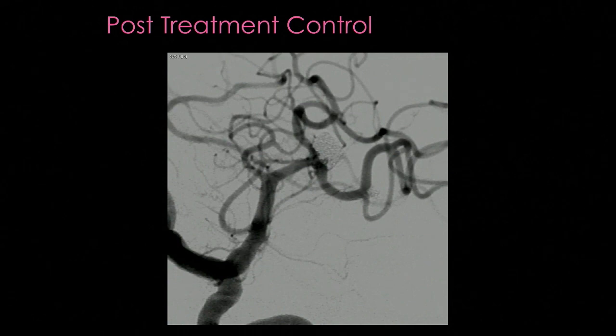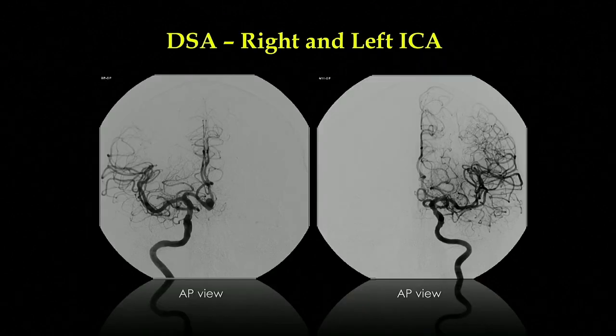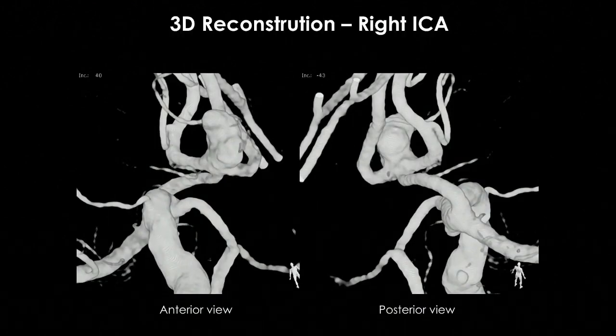For ACOM aneurysm, you should consider how you can manage. Here you have an ACOM aneurysm. You have A1 on both sides, but for sure right is larger than the left. This is anterior view. There is no neck in this aneurysm, AP and posterior view. This is the working projection.